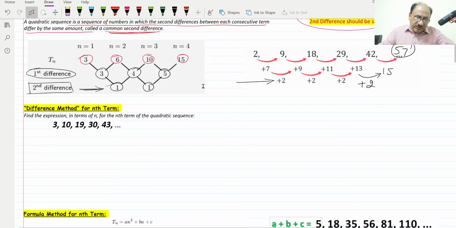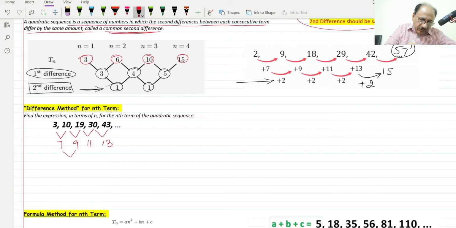Now, the method for the nth term. We can apply the difference method for the nth term. And what is that difference method? We will be finding the first order difference. For example, this one will give us the first order difference. So 10 minus 3 will be 7, so we can write here 7. 19 minus 10 will be 9. 30 minus 19 will be 11. 43 minus 30 is 13. So this is the first difference.